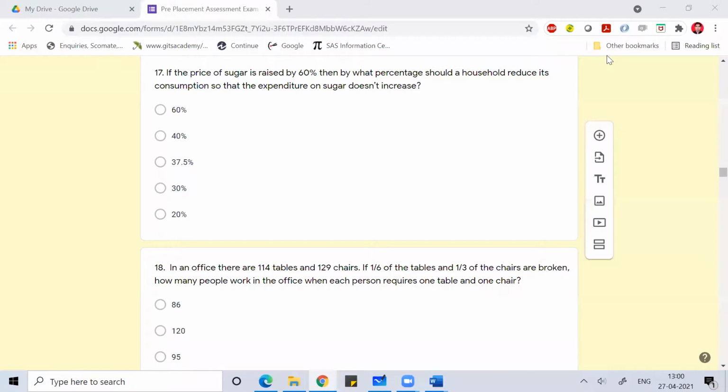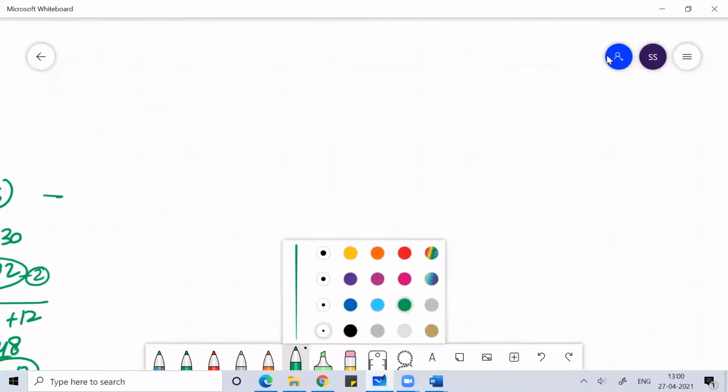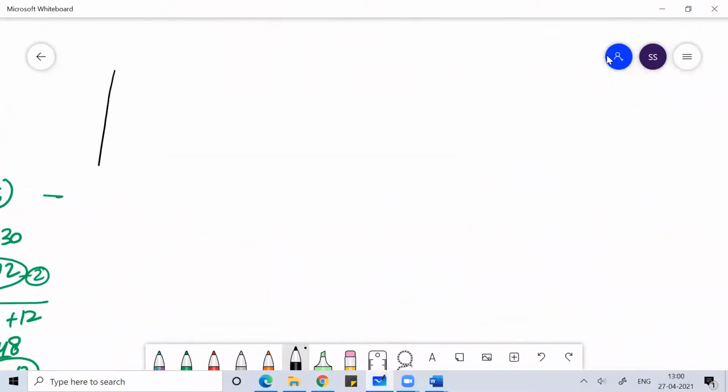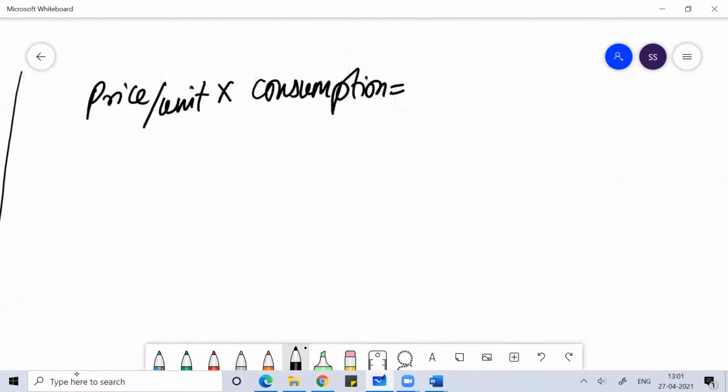Question 14, there's a simple formula. You can either solve it manually, or there's a simple formula for questions like the 17th. Remember, in mathematics, if the product of two variables is constant, here price per unit into consumption is equal to expenditure.